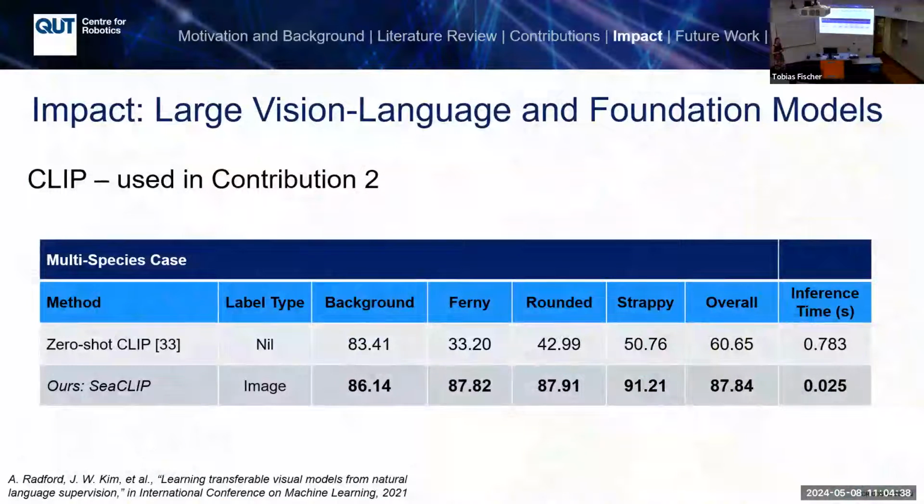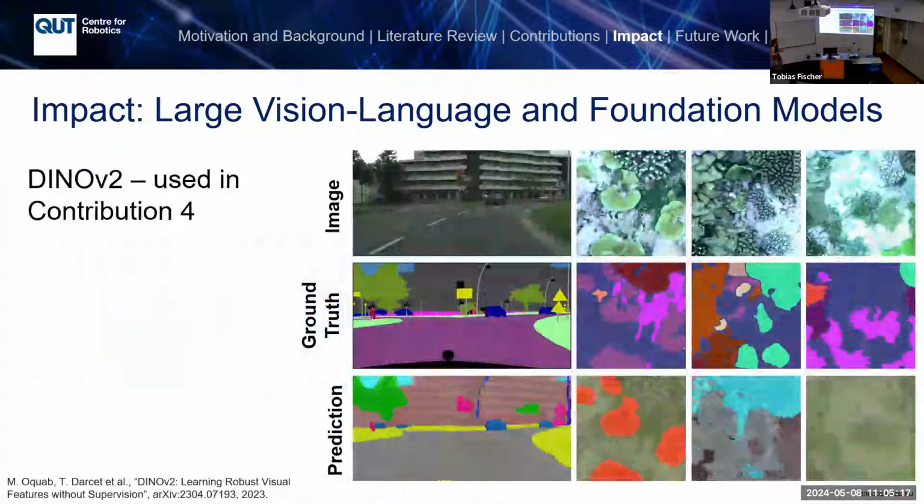So we've investigated 2 different applications of these large models in domain-specific tasks. In contribution 2, we used the vision language model as a pseudo-label generator. And what we found is that using CLIP as a zero-shot classifier did not perform well at discriminating between types of seagrass, but it was really effective in providing a generalized supervisory signal that we could combine with the domain-specific labels to produce a high-performing classifier. And in doing this, we have the added benefit of significantly reducing the inference time as well.